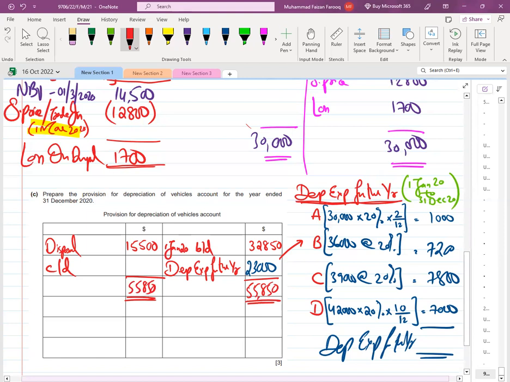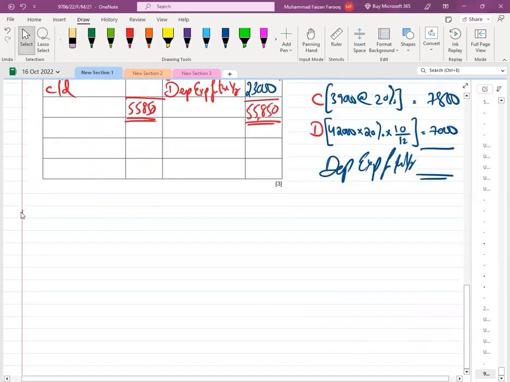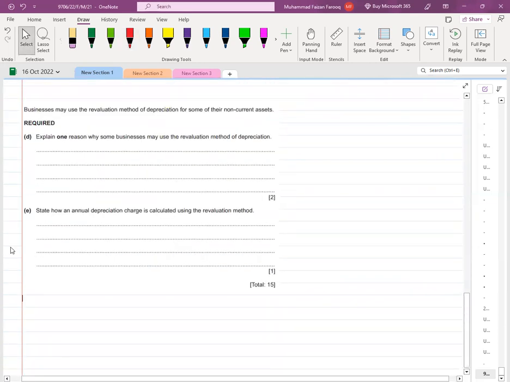Okay, now the D requirement I am sharing. Any confusion in the C requirement for 3 marks? No, sir. No confusion. The last two requirements are on your screen. Business may use revaluation method. This is the old paper, that's why revaluation is there. But we know in the company accounts we discussed what is revaluation.